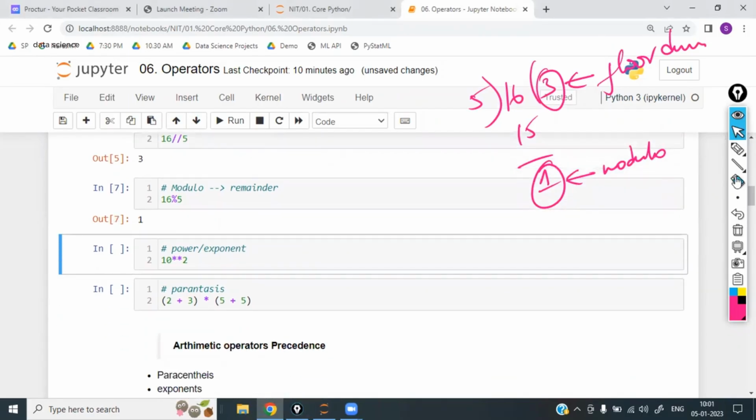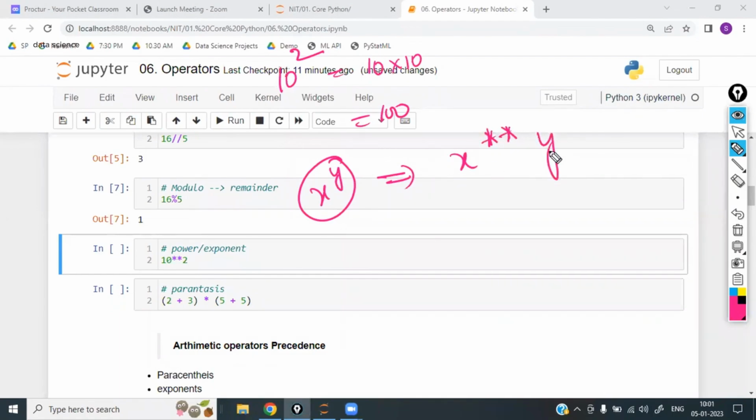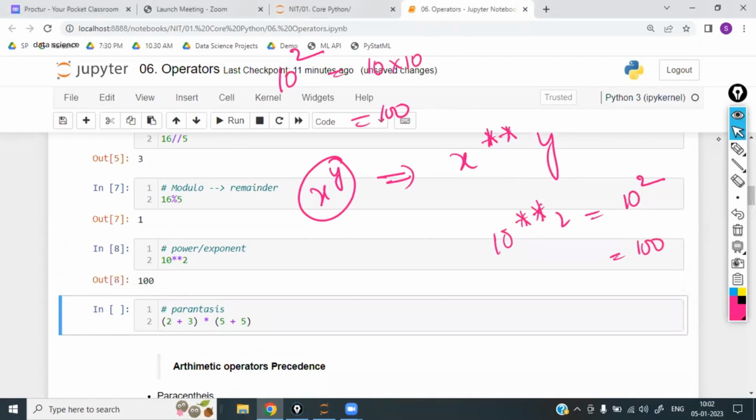And next we are having the power. Generally, 10 square means 10 into 10, which is nothing but 100. So which is x to the power of y. This x to the power of y is represented in Python by the double multiplication symbol. This is the meaning of x to the power of y. So x to the power of y means x double star y. So 10 double star 2 means 10 square, and the output is 100. You are going to get the output as 100.